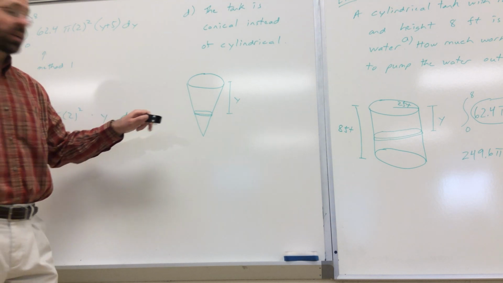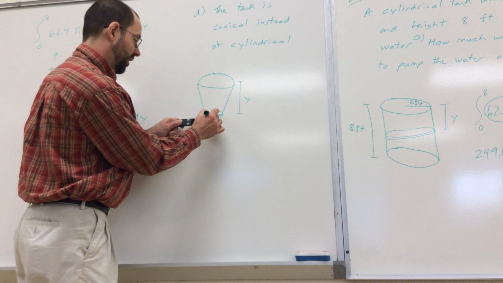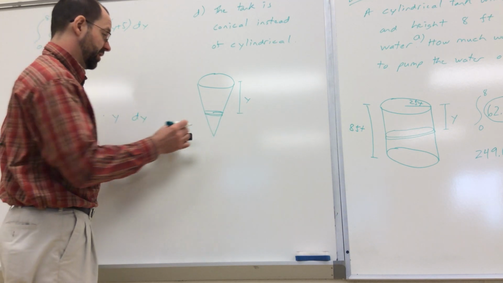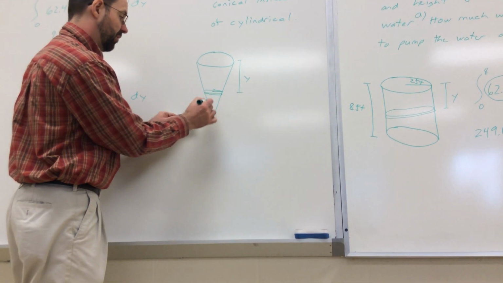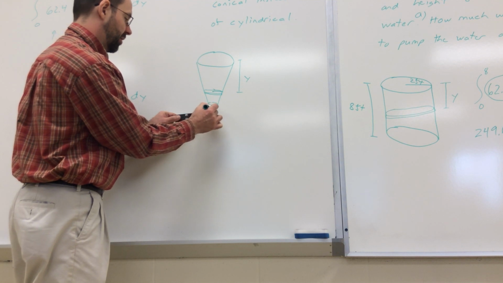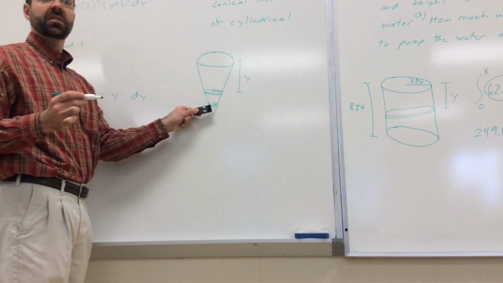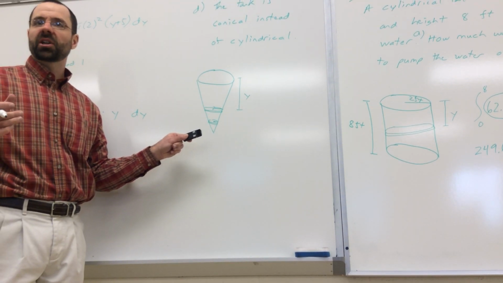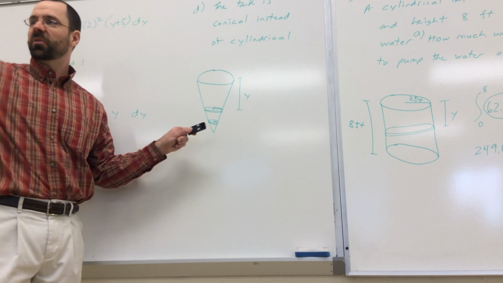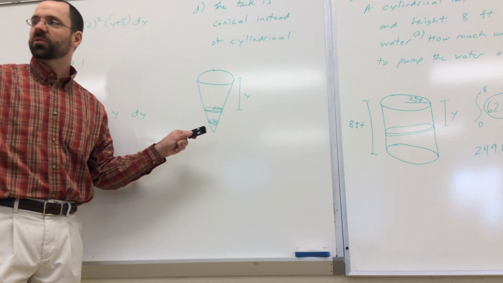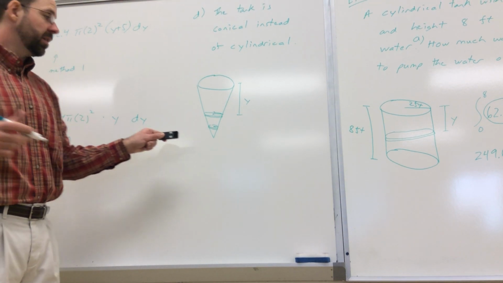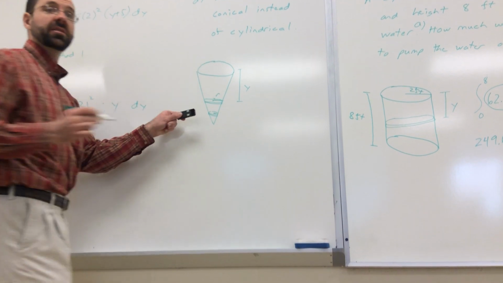What is harder, though, is the fact that this radius here is not 2. And what makes it even harder is the fact that that radius for that bit of water is different than that radius for that bit of water. So the radius is changing, is what I'm trying to get across here. On the last problem, no matter how deep you were, the radius was always 2. But here, as you go down, the radius is getting smaller. Okay, so we need a variable for our radius, because it changes.